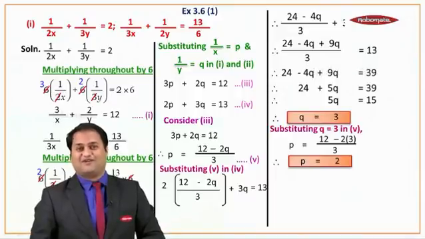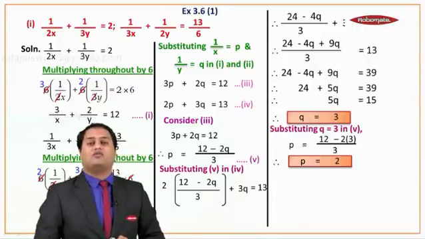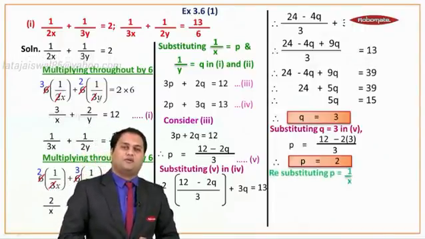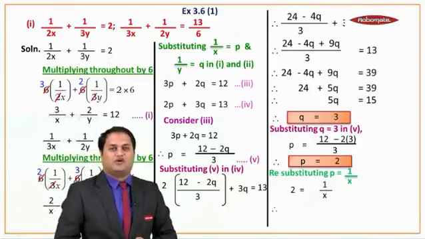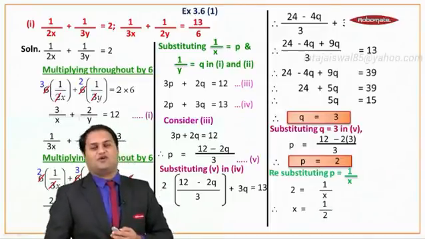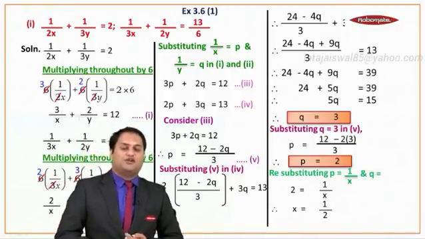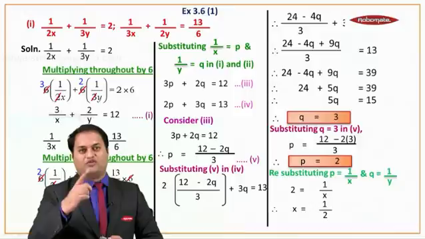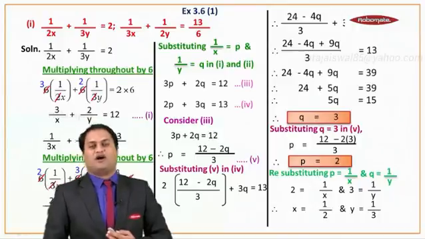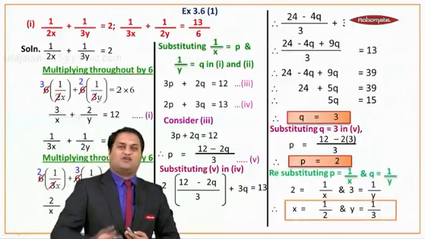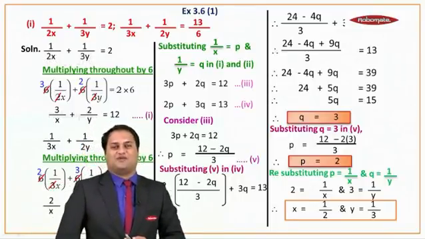Is the sum over? No. Why? Because we are interested in x and y. Can we find x and y now? How? By resubstituting. What do we resubstitute? We resubstitute p is equal to 1 upon x. What's the value of p? 2. So we get 2 is equal to 1 upon x. Cross multiply, you get x is equal to 1 upon 2. What is the other resubstitution that we do? We resubstitute q is equal to 1 upon y. What is q that we got? We got q as 3. So we got 3 is equal to 1 upon y. Cross multiply, you get y is equal to 1 upon 3. So x is equal to 1 upon 2 and y is equal to 1 upon 3 is the solution of the given simultaneous equations.